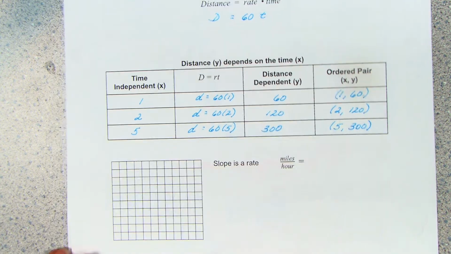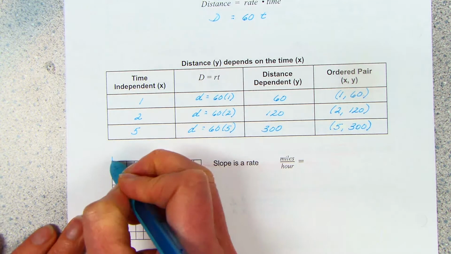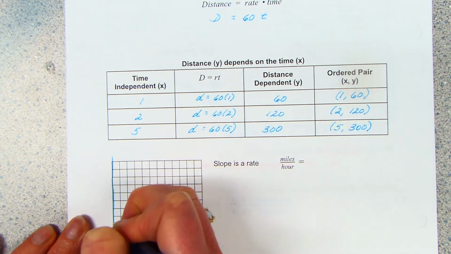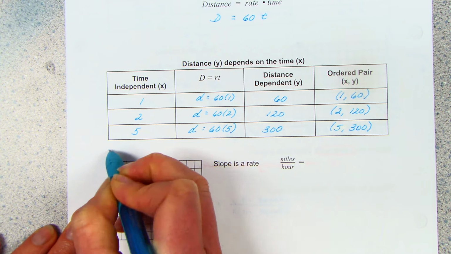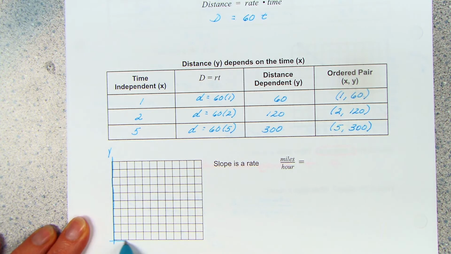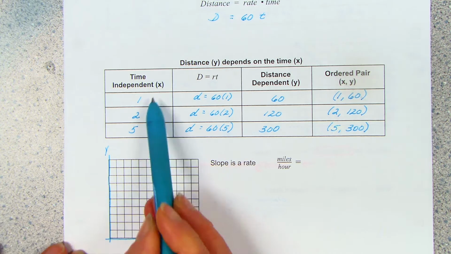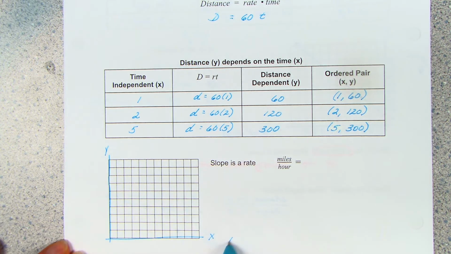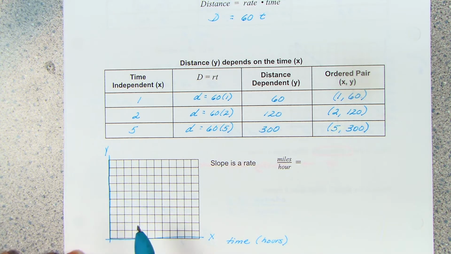So now let's do our graph. There's the y. There's the x. Label x is time. And in this case, time was in hours. And the y value is the distance.